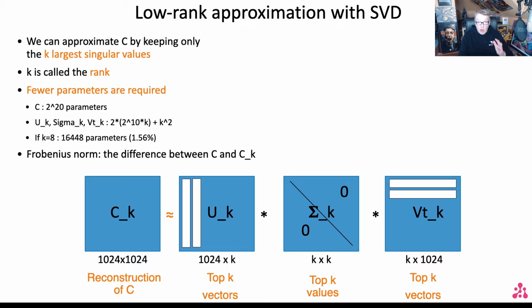Obviously, this is an approximation, so C_k is not strictly identical to C, but if we do a good job, we can get pretty close. And we can measure the difference between those two matrices with a norm called the Frobenius norm. You didn't need to know this, but now you do. So how about we run just a bit of Python code to show you this in action, and then we'll talk about LoRA, and you will see why you had to suffer through SVD first.